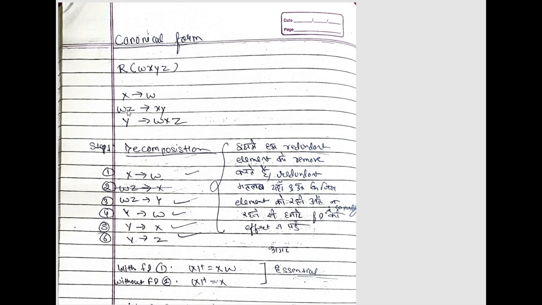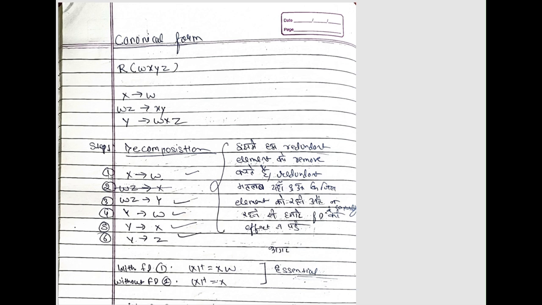That's our aim. What steps we have to take to remove the dependencies, we are discussing in this video. First of all, we have to start with the decomposition rule. In decomposition, first of all, we will write the functional dependencies. Here we have three functional dependencies: X derives Y, WZ derives XY, and Y derives WXZ. So the first step is to try to decompose the functional dependencies into further parts.